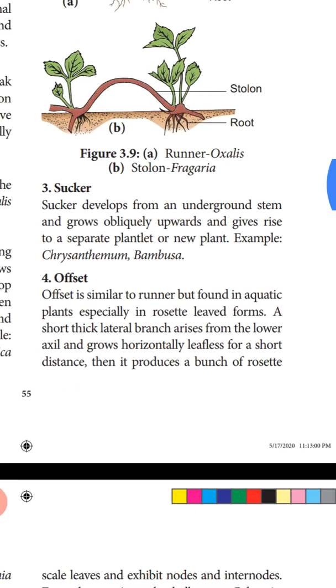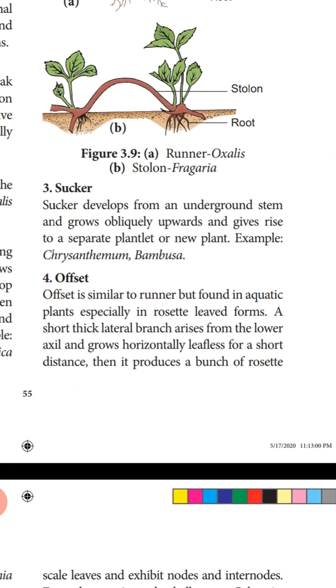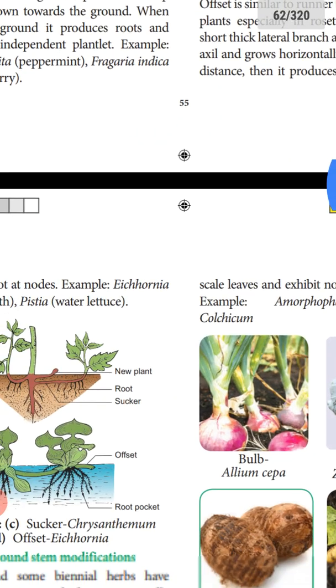Next is the sucker. A sucker develops from an underground stem and grows obliquely upwards, giving rise to a separate plantlet or new plant. An example is Chrysanthemum. So here you can find the suckers. You can see the diagram here.